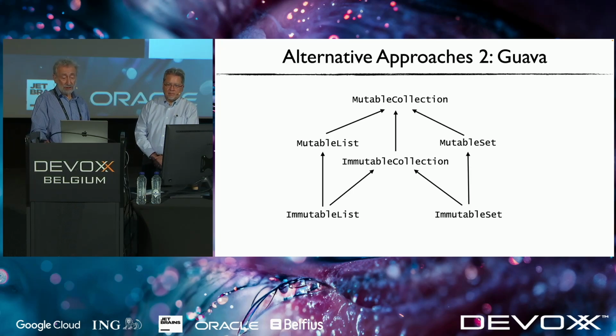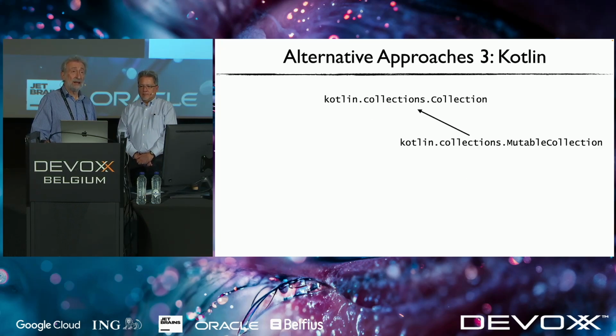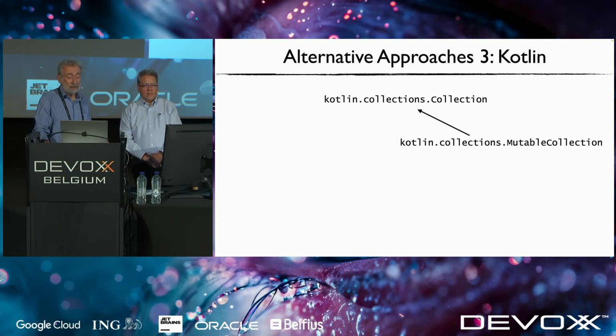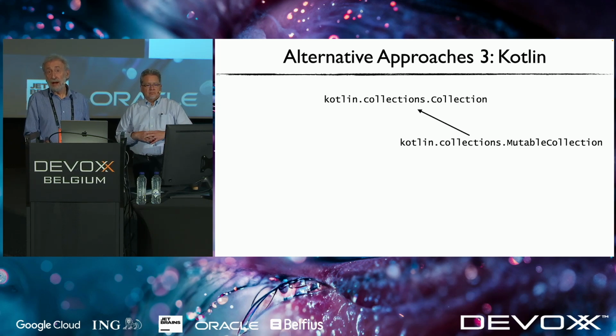Okay, alternative approaches 3. Kotlin actually takes an approach similar to the one that we talked about at the start. They have a collection which exposes only accessor methods, and then it's subclassed by an interface which is immutable. And again, you've got the same thing. There's the same approaches mirrored for list and set and map and so on. So there's considerable interface proliferation here as well.